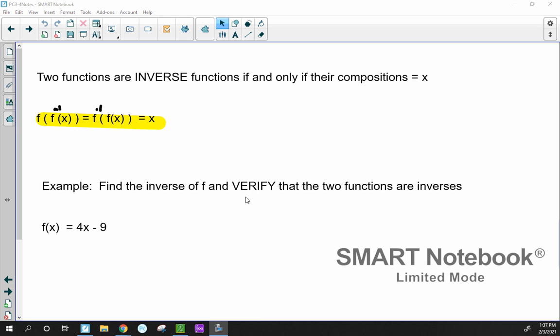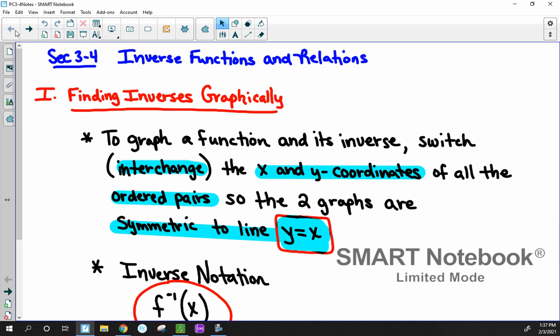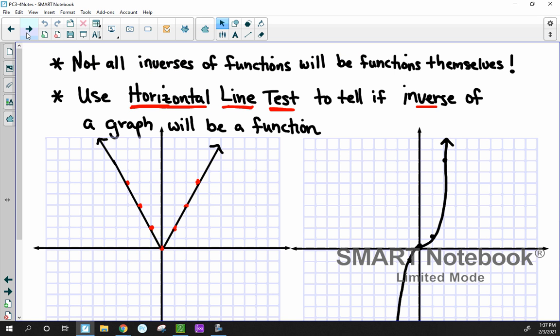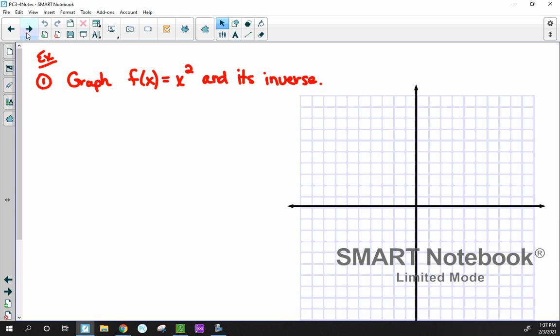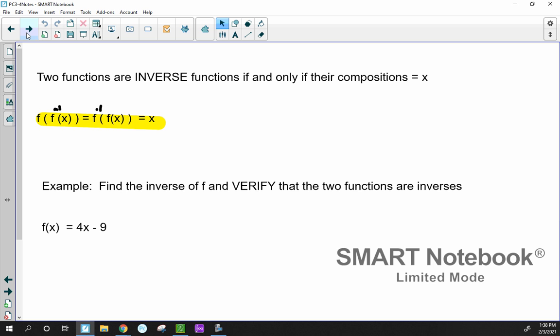Okay, pre-calc. This is the second part to section 3.4 that was cut out of the last video. In the first video, you learned how to find inverses graphically. I went over the horizontal line test. And then the second learning target was how do we find inverses algebraically. And then the third one is the verification part.